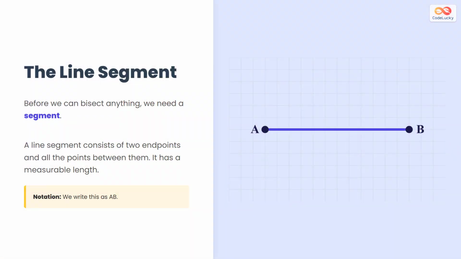Before we dive into bisection, we must understand the line segment. A line segment is simply a part of a line that has two distinct endpoints. It has a specific length that can be measured. In geometry, we often label the endpoints with letters, like A and B, and call the segment AB.